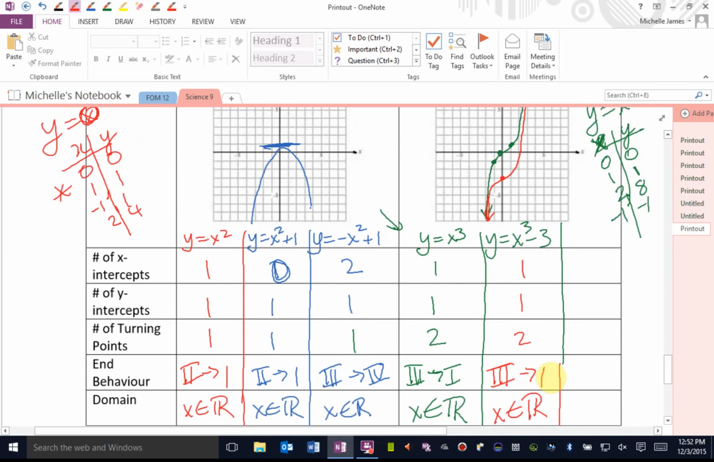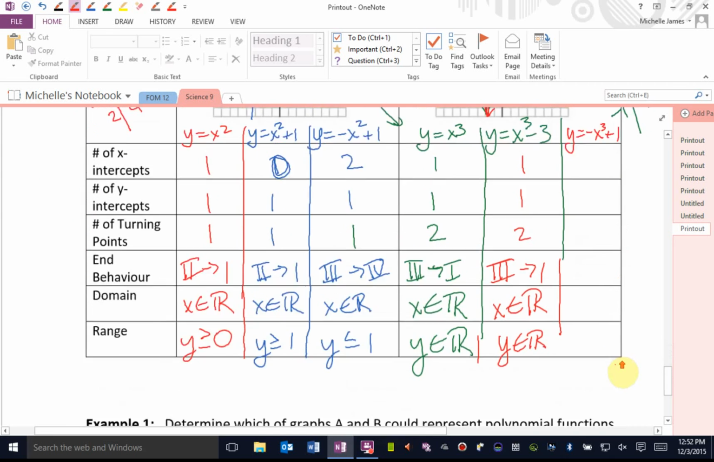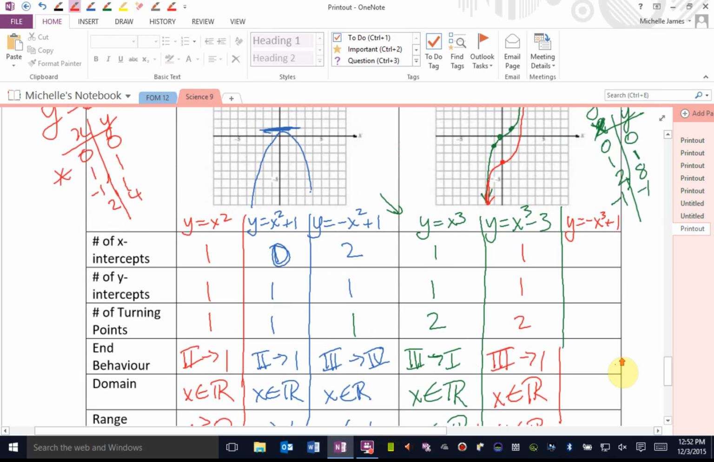All right, use your graphing calculator to graph the last one, which is the middle one. Negative x cubed plus 1. Erase the other 2 this time. Start fresh. Down, like that. Okay. Does anything about that graph surprise you?